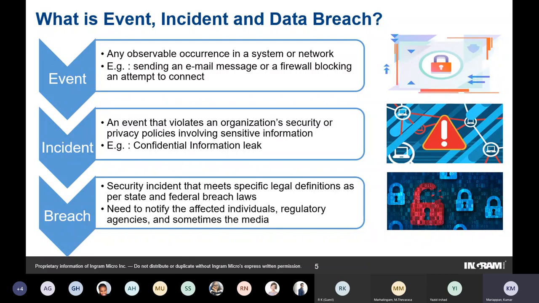To summarize, an event is a security event which does not cause any trouble to an organization. An incident is again a security event but causes some issues to the organization. A breach is a security incident, but it goes against state and federal breach laws, wherein these are security incidents which meet specific legal definitions, right? And this also obliges an organization to report these incidents to federal organizations, as well as individuals, regulatory agencies, and the media, so that everybody is aware of the breach and people take measures to protect their data.